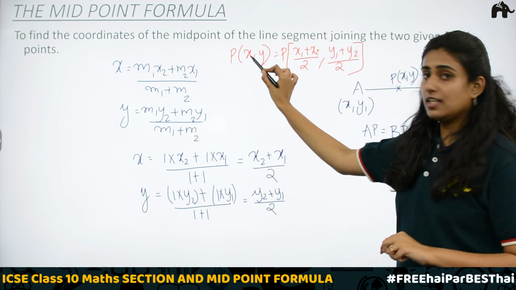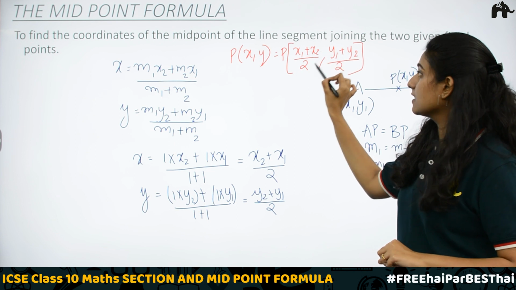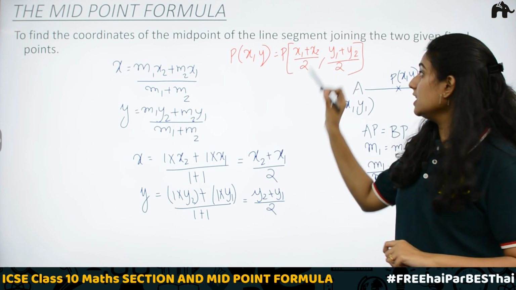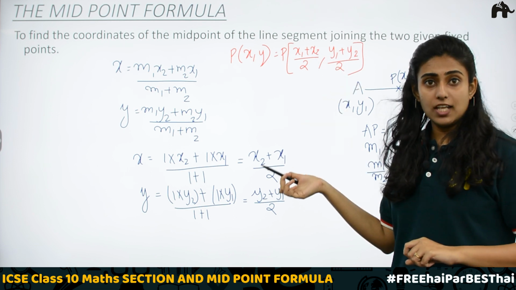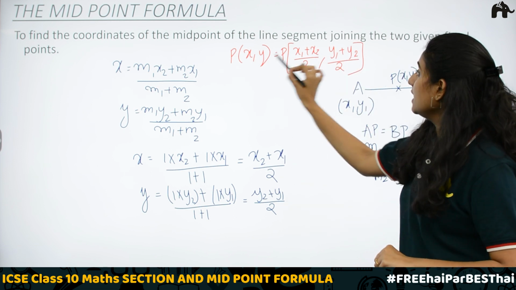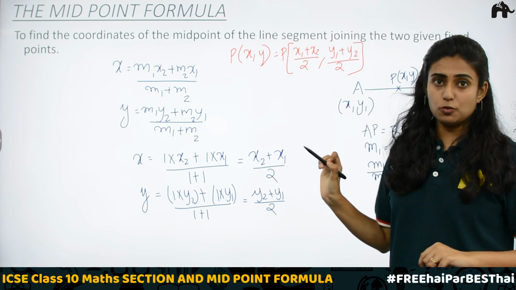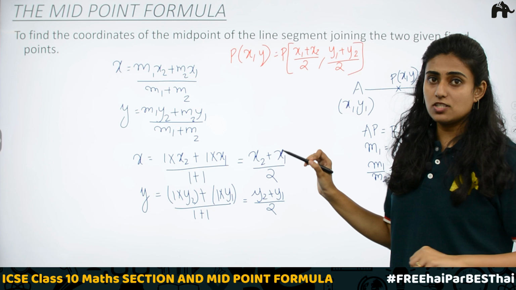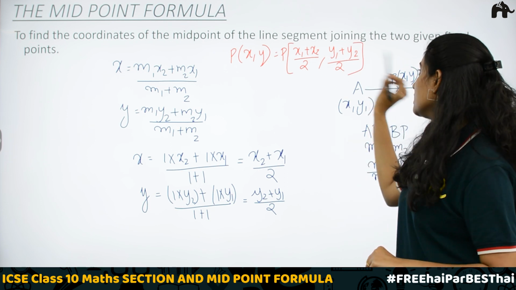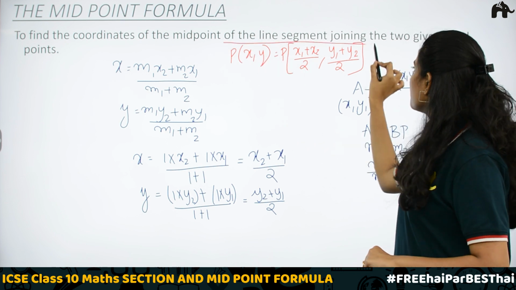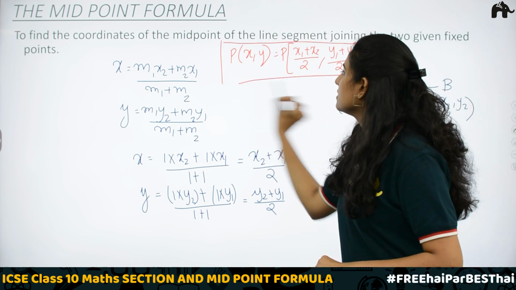To find coordinate x, x1 plus x2 by 2. Here x1 is the x coordinate of first point and x2 is the x coordinate of second point. To find the coordinate y of the midpoint, y1 plus y2 by 2. y1 is the y coordinate of first point and y2 is the y coordinate of second point. Using this formula, we can solve some questions.